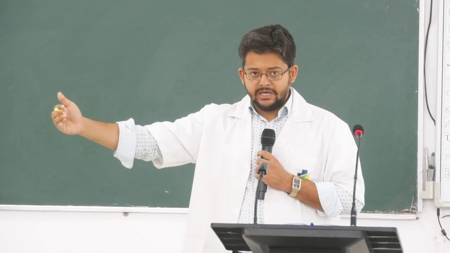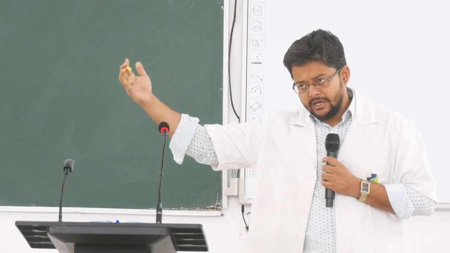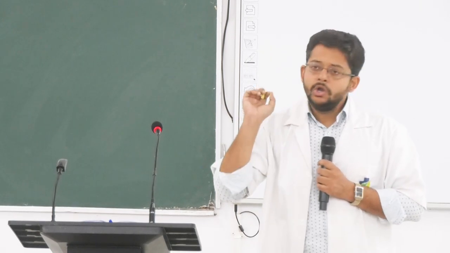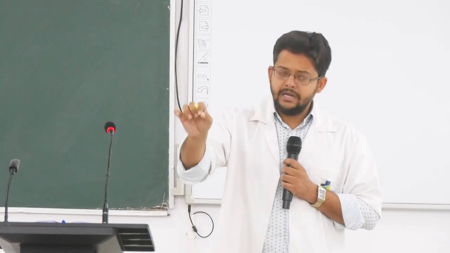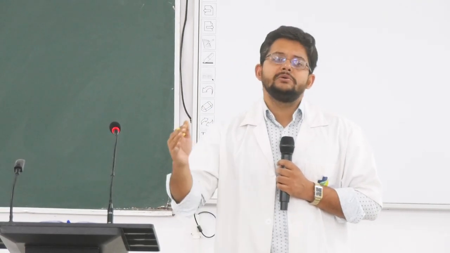Now the type of the movements are different at different places in the GIT. It may be slightly different what is happening in the esophagus, maybe slightly different what is happening in the stomach, or slightly different what is happening in the distal colon or rectum. But remember two terms, law of intestine and polarity of intestine. I will come to them again. Law of intestine and polarity of intestine, they always remain constant.